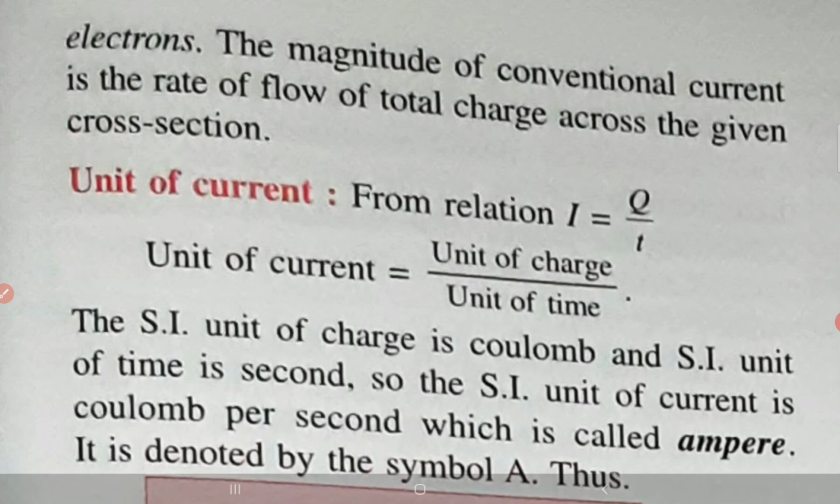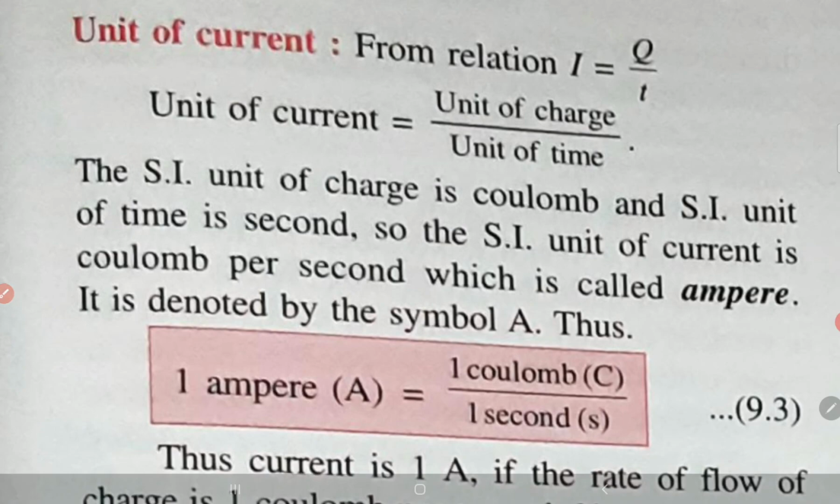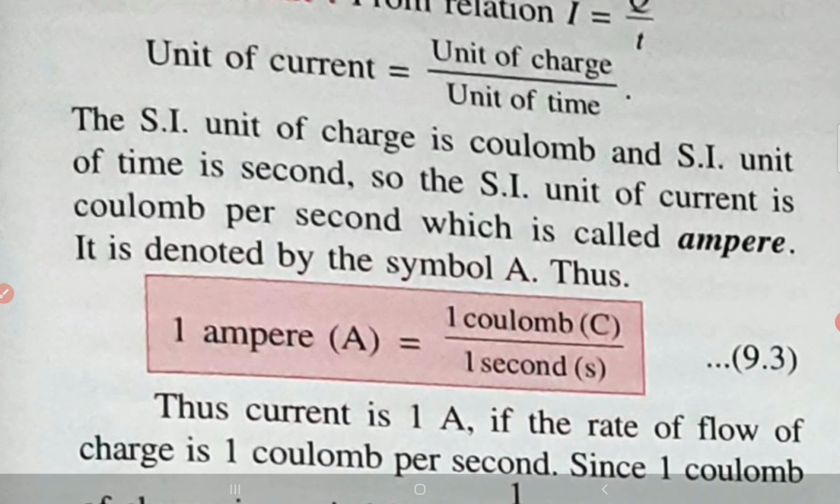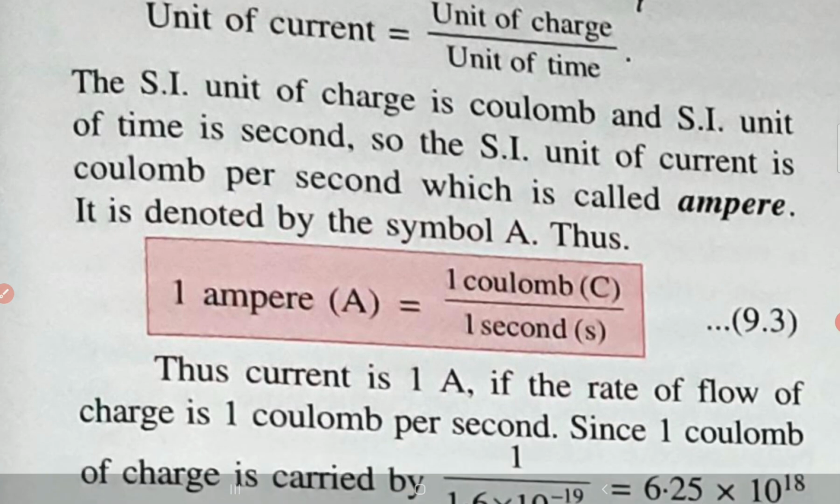So the SI unit of current should be charge upon time, that is coulomb upon second, right? The SI unit of charge is coulomb and the SI unit of time is second, so the SI unit of current should be coulomb upon second, which is better known as ampere, and it is denoted by the symbol capital A. Thus 1 ampere is 1 coulomb upon 1 second. Thus the current is 1 ampere if the rate of flow of charge is 1 coulomb per second. That means 1 coulomb of charge is flowing through a cross sectional area of the wire in 1 second.